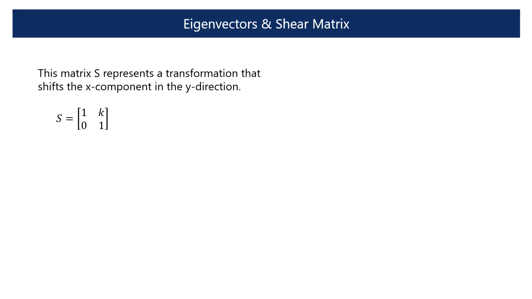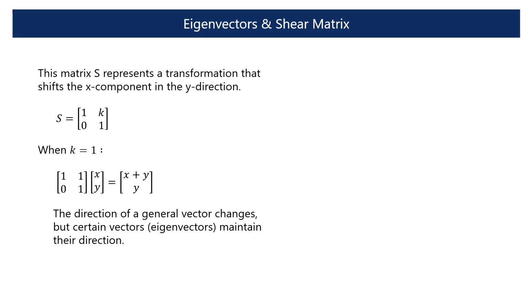Shear transformation is a type of transformation that shifts the components of a vector in one axis direction along another axis. As an example of a shear matrix, consider this matrix S. This matrix S represents a shear transformation that shifts the x component in the y direction.